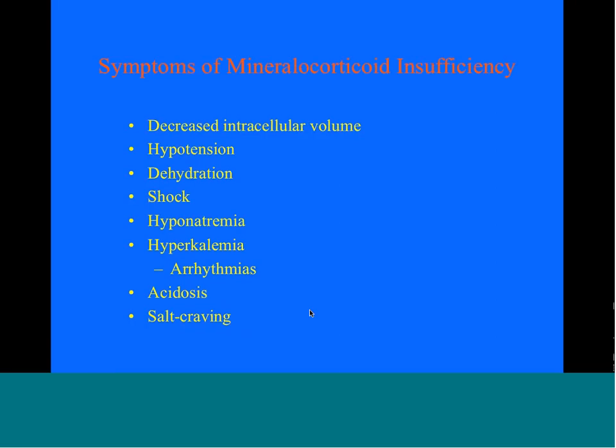On the other hand, symptoms of mineralocorticoid insufficiency, such as aldosterone insufficiency: you're dehydrated, you have decreased intracellular volume, you have low blood pressure, you can go into shock, you have low sodium and high potassium. The high potassium can lead to arrhythmias. You have acidosis, your blood is acidic, and you have salt craving, which is one of the most common symptoms of mineralocorticoid insufficiency.